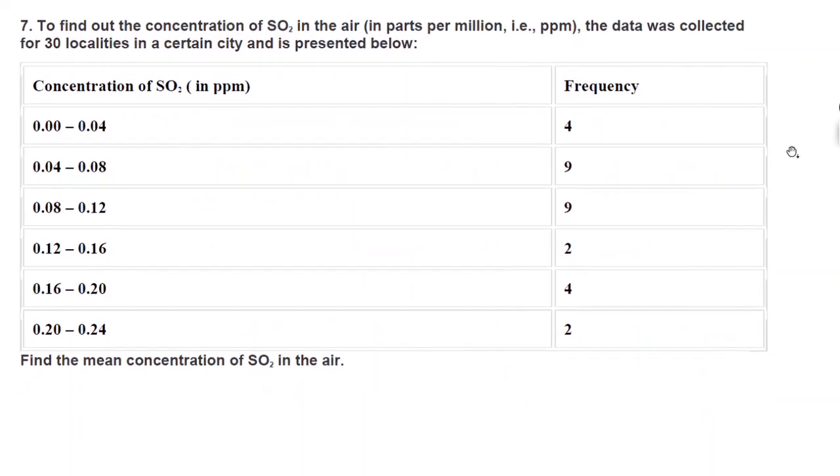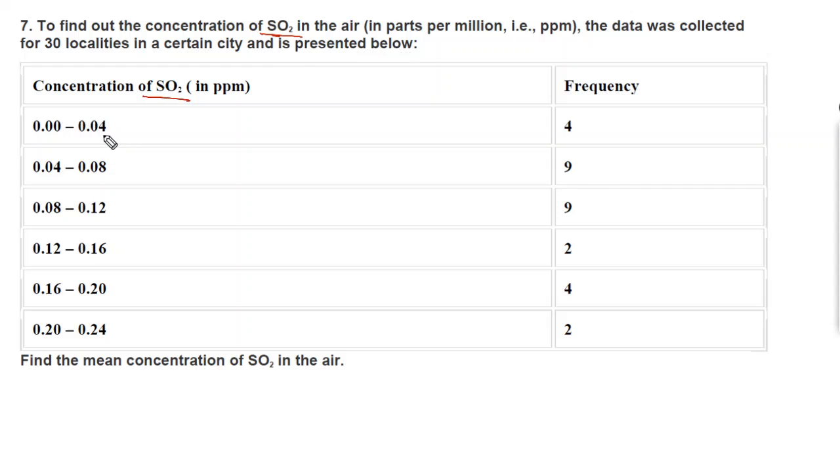Now we'll move to the next one. To find out the concentration of SO2 in air, in parts per million, that is ppm. Normally we find the pollution level in parts per million. That means how many parts of SO2 are there in a million parts of air. The data was collected for 30 localities in a certain city and is presented below. So here you see the concentration of SO2.